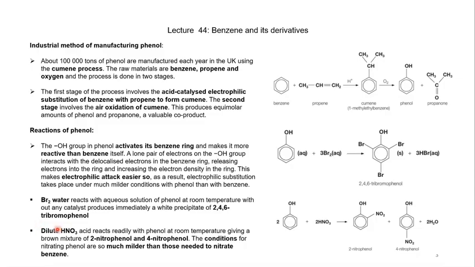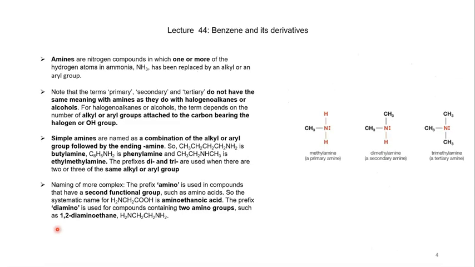Okay, we now go to another compound of benzene. We start with methyl, and then aryl. Yes, you see, amines. What are amines? They are nitrogen compounds in which one or more hydrogen atoms in ammonia are replaced.